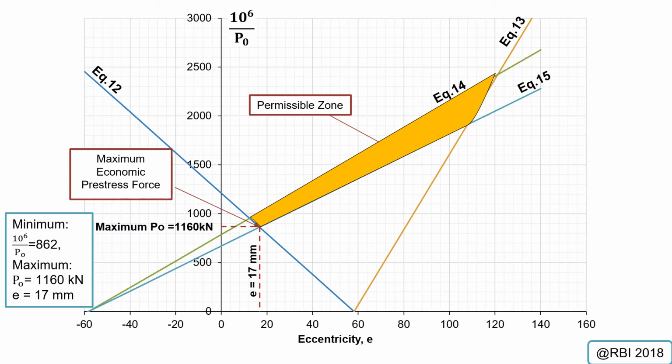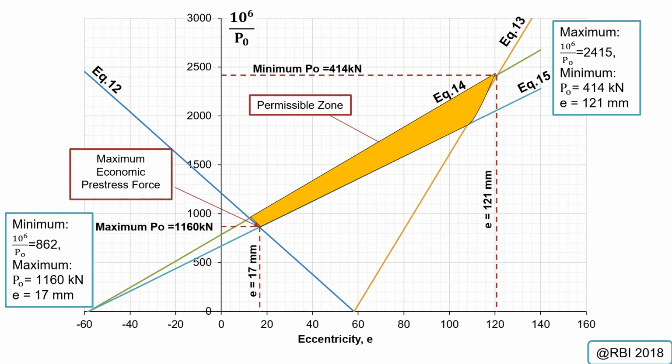Next, once you get the lowest value of 10 power 6 over P naught, you go to the maximum value of 10 power 6 over P naught. The maximum value is 2415. When you recalculate, it gives you the minimum value of your P naught, which is equal to 414 kilonewton, with the respective eccentricity value equal to 121 mm.